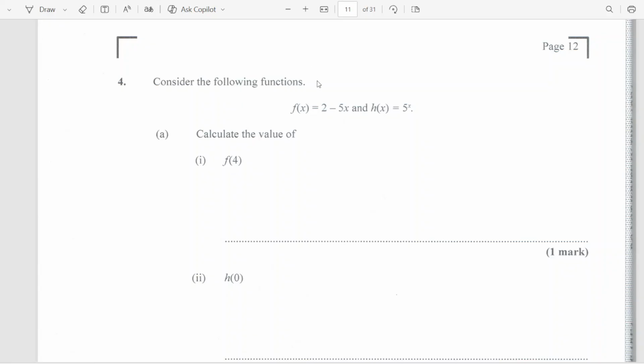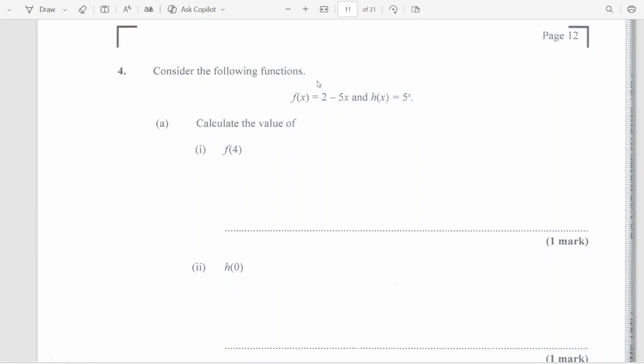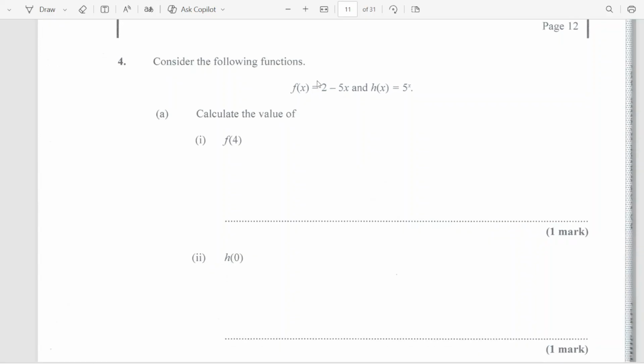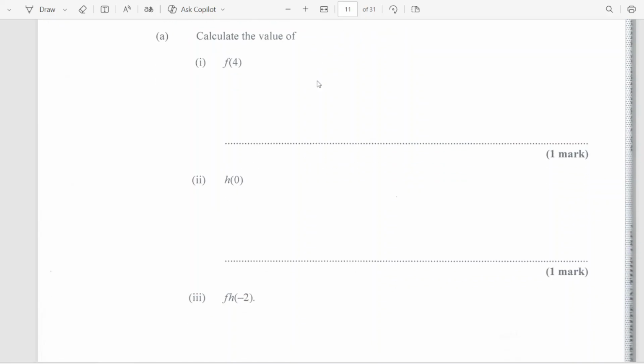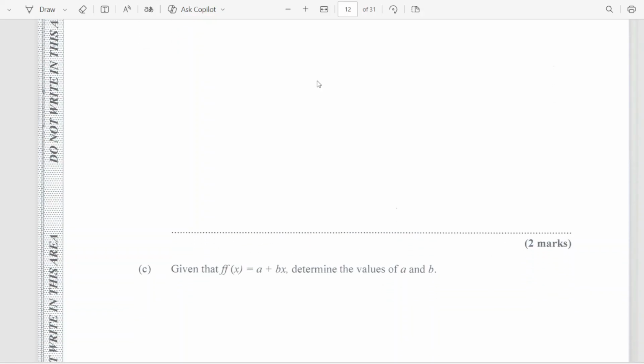Right, so we're into functions now. January 2024, question 4. So now we have functions. Calculate the value of f of 4, h of 0, f of h of negative 2, the inverse, and then a composite function.